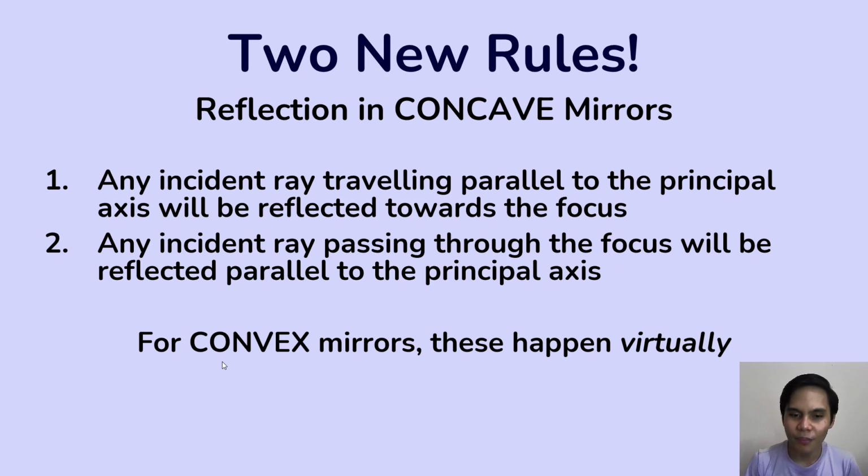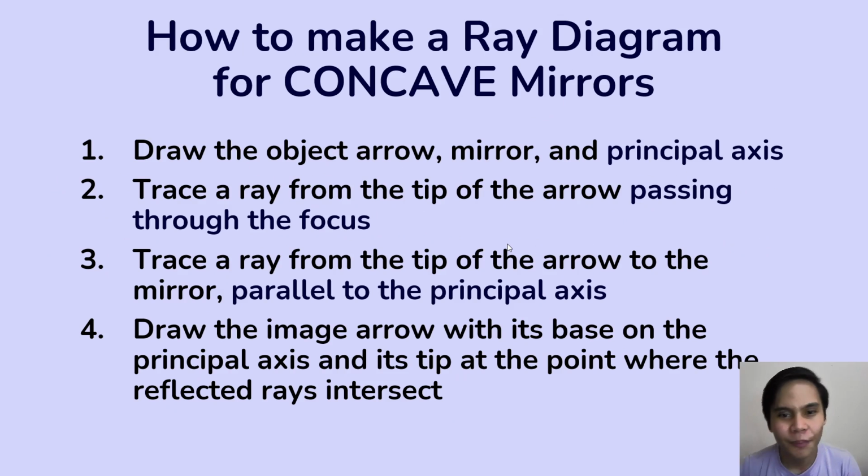So in concave mirrors, any incident ray traveling parallel to the principal axis will be reflected toward the focus. Any incident ray passing through the focus, on the other hand, will be reflected parallel to the principal axis. So what the heck does this mean? Let's go through this one by one again with pictures.